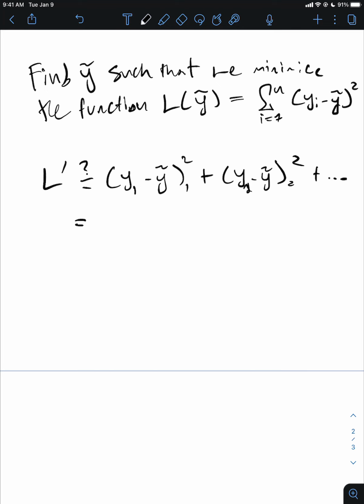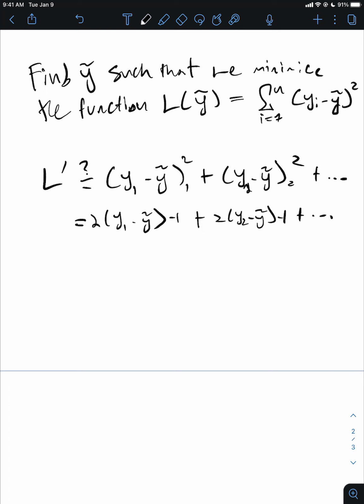So we pull down the 2 first. That's the outer part of the chain rule. And then we take the derivative of the variable on the inside, y tilde, and that actually just happens to be negative 1 because implicitly you've got y tilde to the 1. So you pull down the 1. Y tilde to the 0 is 1, and so this just becomes 1, except it's got a negative in front of it, so it becomes negative 1. So pretty simple. And then we do the same thing here, and we can say plus 2 times (y2 minus y tilde) times negative 1, etc.